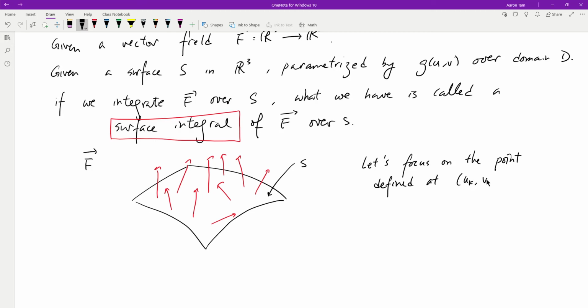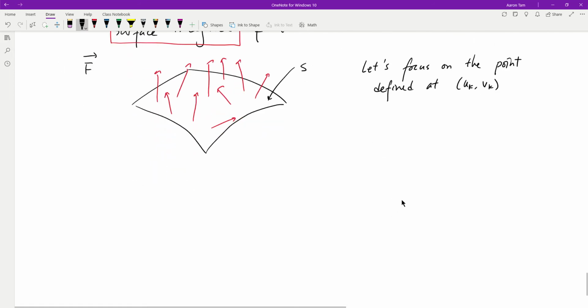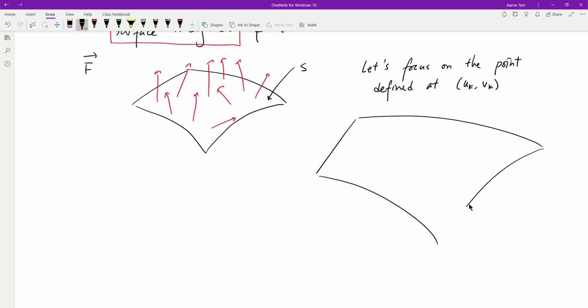Let's say u sub k, v sub k. Okay? So therefore, I'm not going to redraw the, well actually maybe I do, so that way you can see it. So imagine this is my surface. Let's try to draw it bigger so you can see better. And let's say here's the point g of u sub k, v sub k. Remember, u sub k, v sub k is in the domain. So the surface S is already formed by the output of this function g. So therefore, this point will be g of u sub k, v sub k.